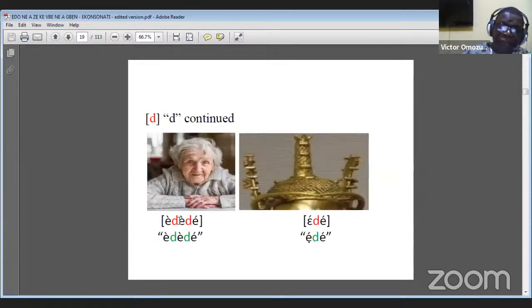D, you can see the sound in red, D. And then the letter used is the letter D. And then you have Ede. Ede is crown. Ede.